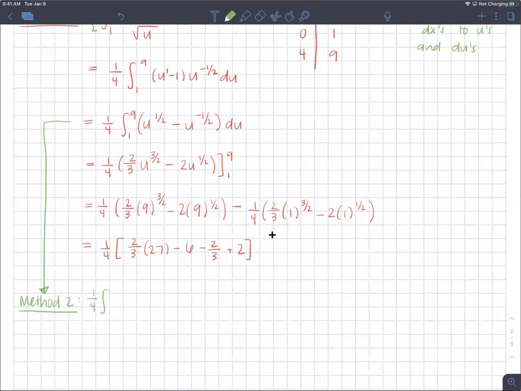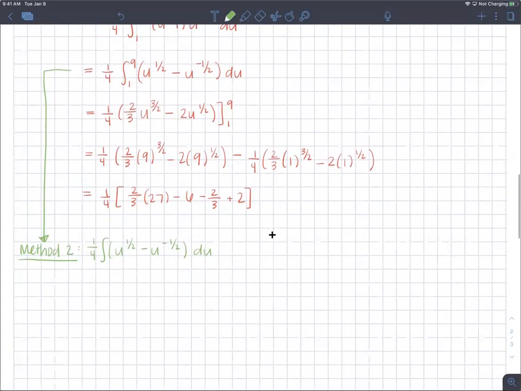So I'm going to have 1/4 times the integral of u to the 1/2 minus u to the negative 1/2 du. And so it's going to give me almost the same exact thing. The only thing is I'm going to have a plus c, so this is 1/4 times 2/3 u to the 3/2 minus 2u to the 1/2, and then plus c.